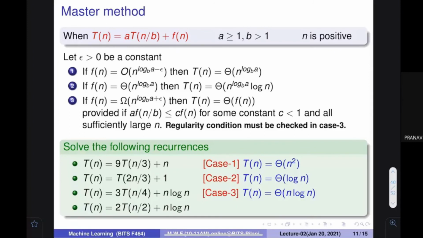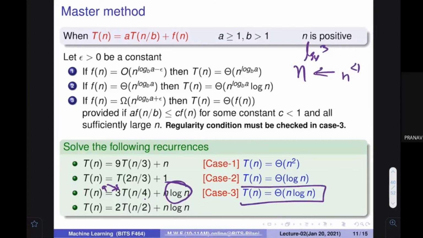Let us see the third one, where a is equal to 3 and b is equal to 4. Then you have to compare n to the power log of 3 at the base 4. So it is n to the power something less than 1, and this is n log n. So n log n is bigger than that. So you say that Tn is equal to order of n log n. One catch is there that I told you, that you have to prove that this condition also exists, and I leave it to you to verify by yourself as homework that this condition indeed holds.